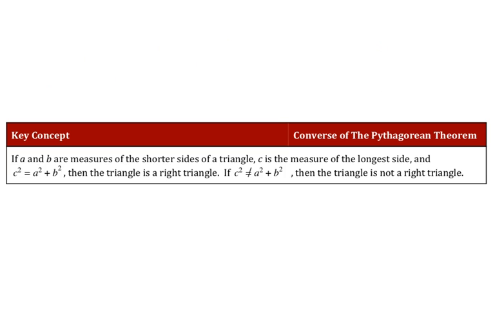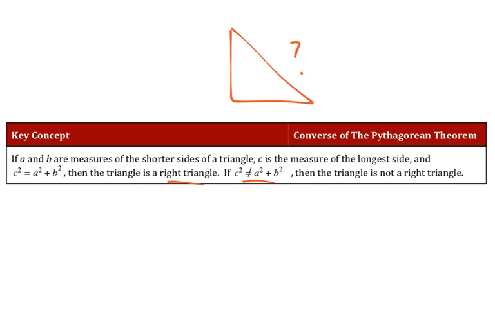I think it's somewhat self-explanatory, but if A and B are measures of the shorter sides of the triangle, and C is the longest side, and the reason they say longest side, they can't say hypotenuse, because the word hypotenuse would assume that it was a right triangle, and you can't say that. So if A and B are measures of the shorter sides, and C is the measure of the longest side, and you square them, and they end up being equal, then you've got a right triangle.